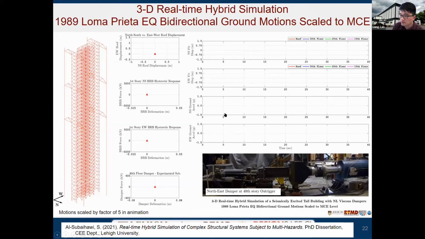So this is the video of the 3D real-time hybrid simulations under the MCE level earthquake. The top one is the roof displacements, and the middle is the BRB frame in the first story in the north-south direction and east-west direction. The bottom one is the damper deformations, force-deformations representing the energy dissipation. And the right one is the displacement of the roof and accelerations on the roof.